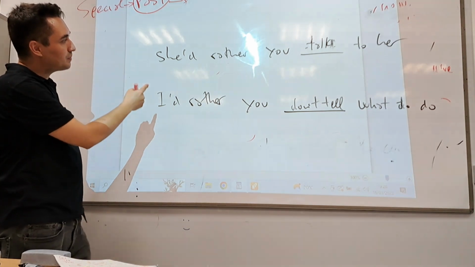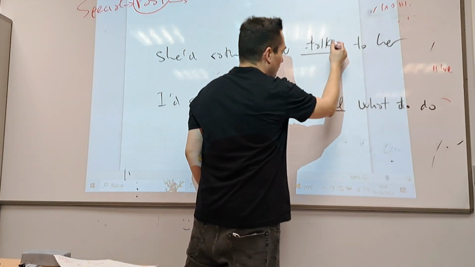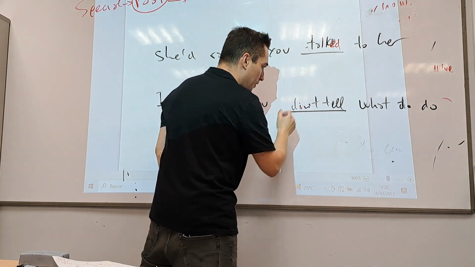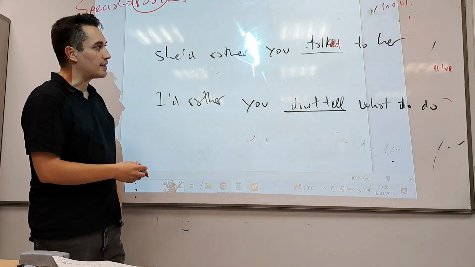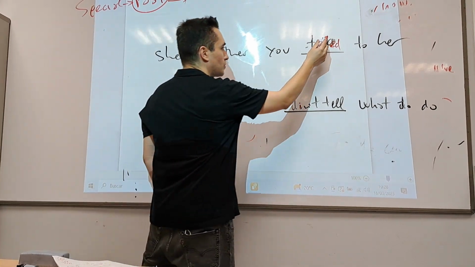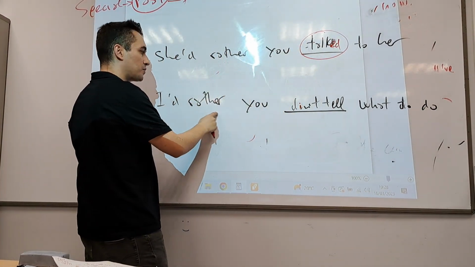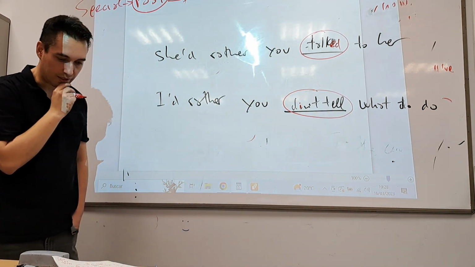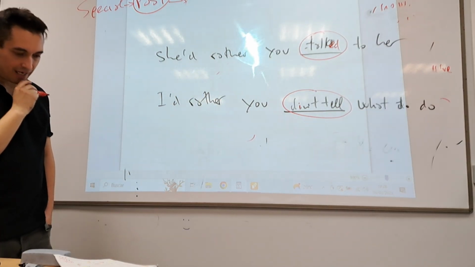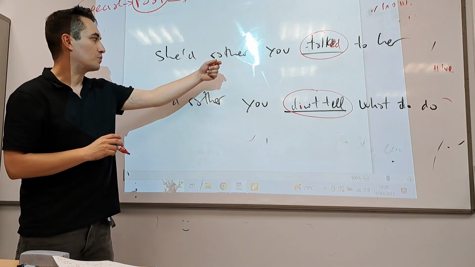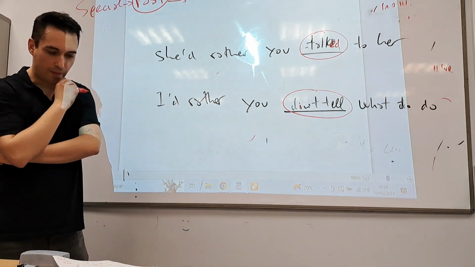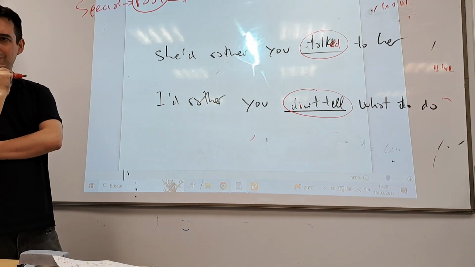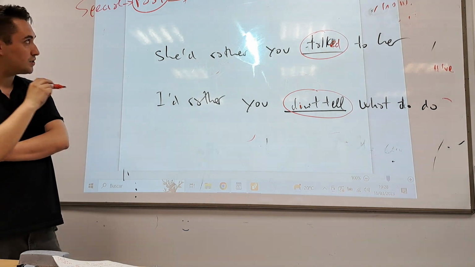With the past. So, she'd rather you talk to her. I'd rather you didn't tell me what to do. Yeah, now it sounds right. Past. Past. However, what am I doing with the use of past here in constructions like she'd rather, I'd rather? Am I talking about the past or am I talking about the future? Future. Again, this is a future meaning.